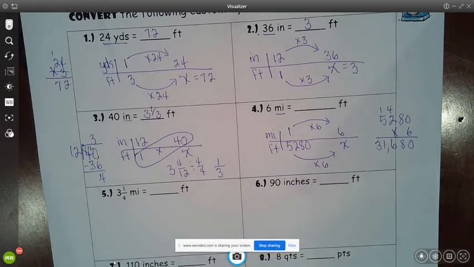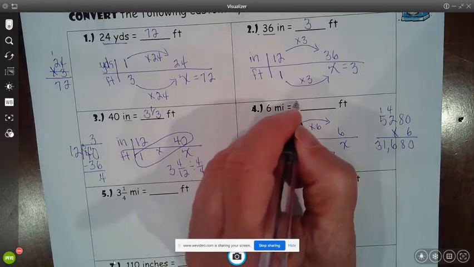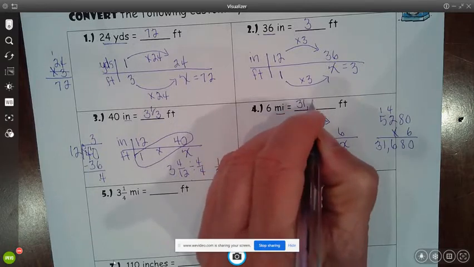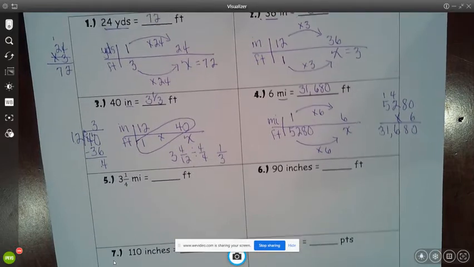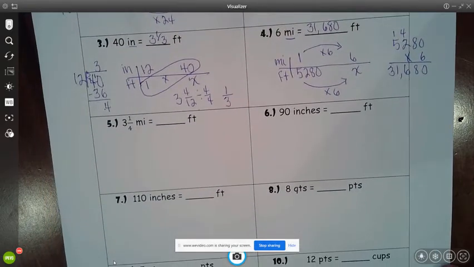So it looks like 6 miles is equivalent to 31,680 feet. Okay, let's look at the next one.